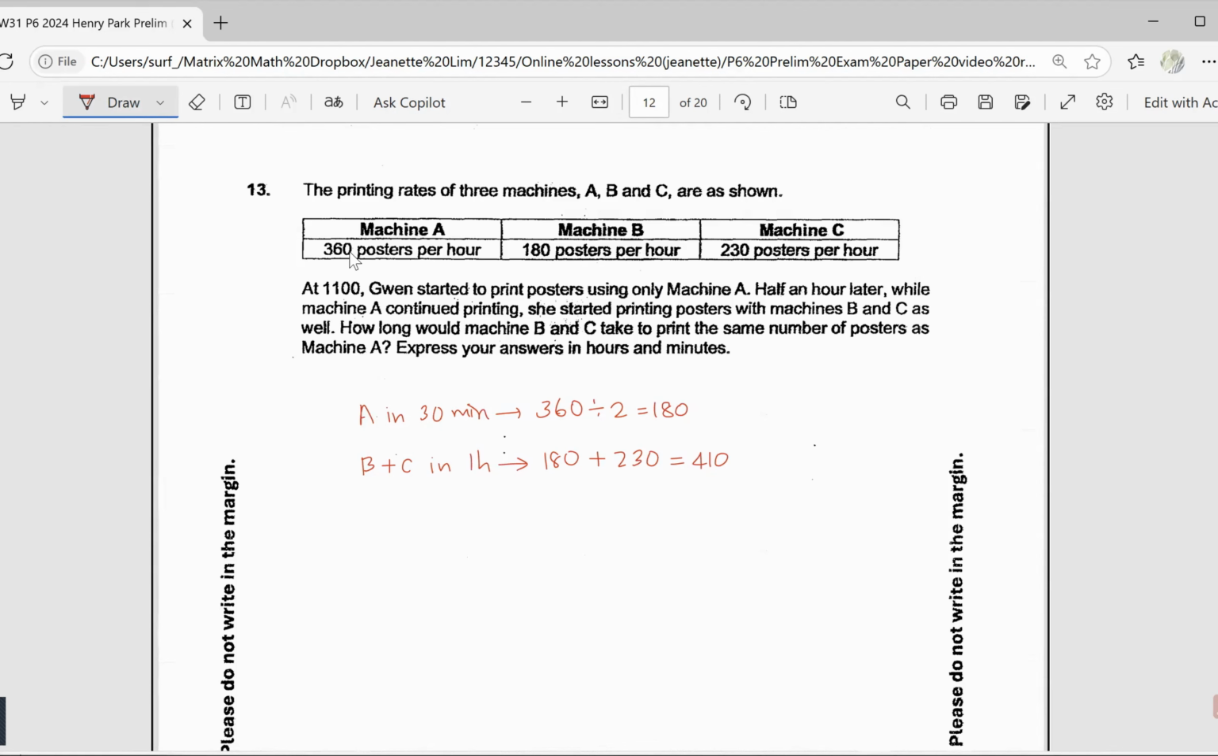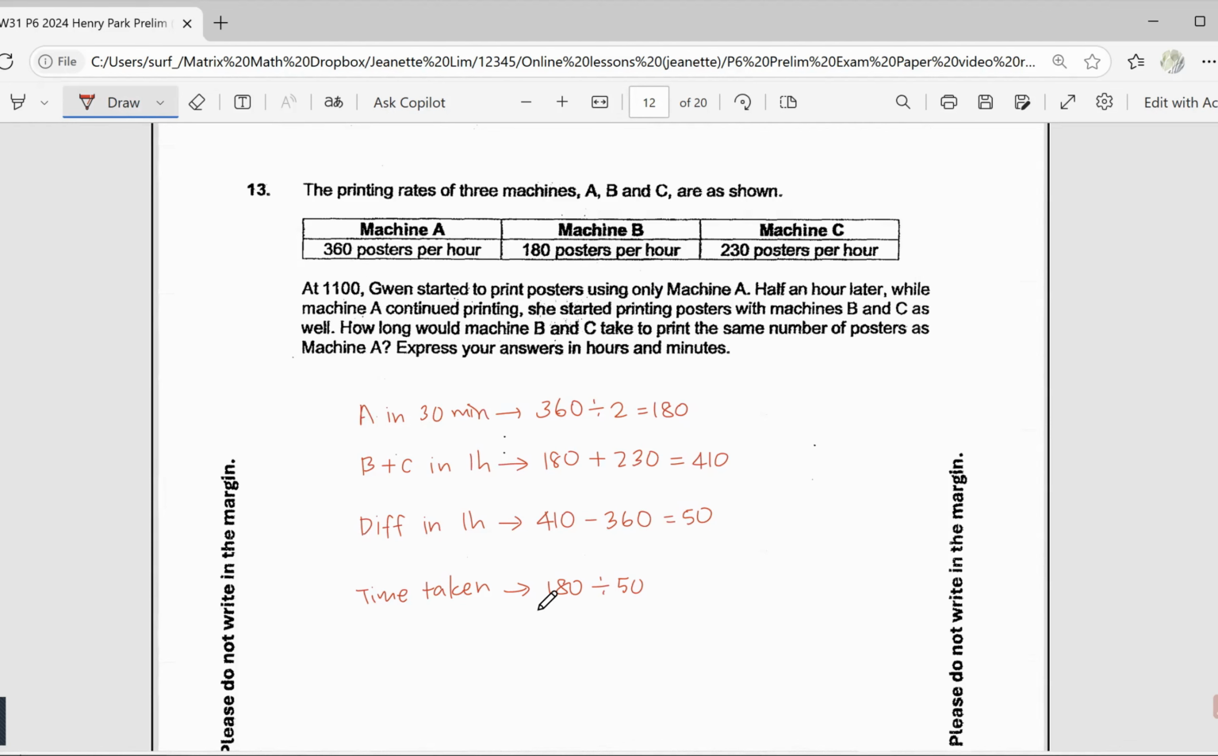So in 1 hour, the extra that B and C can print, we're looking at the difference. Difference in 1 hour would be 410 minus 360. So every 1 hour, B and C can catch up by 50 posters. But the extra that B and C need to catch up by is this 180 that A started with. So how long does it take? So time taken to catch up by 180 would be 180 divided by 50.